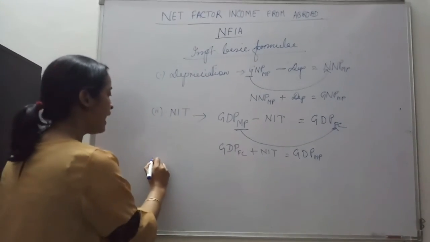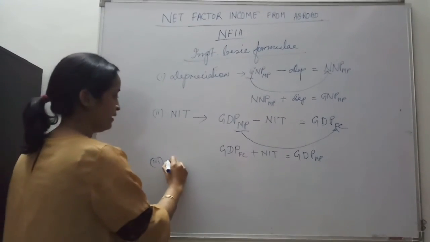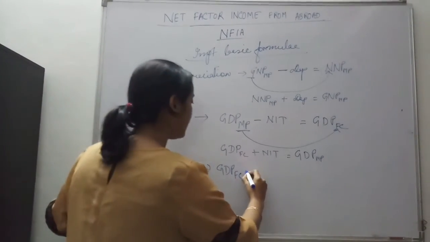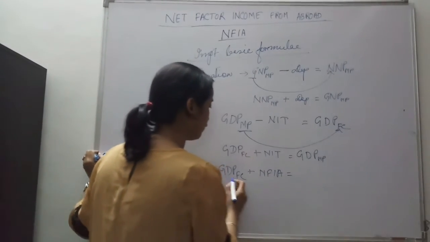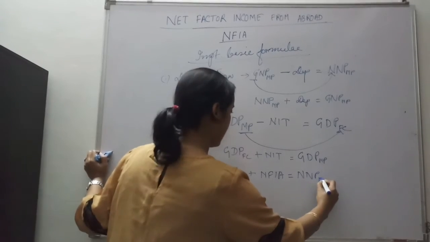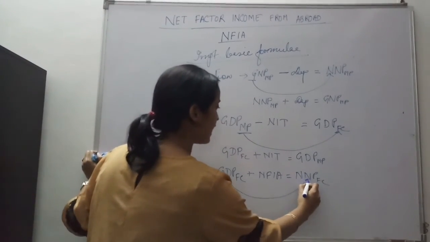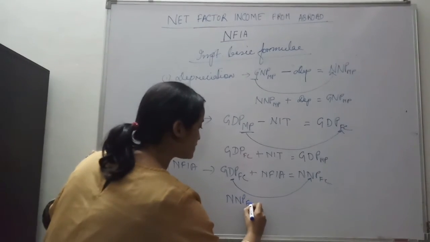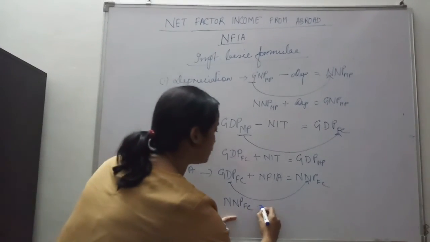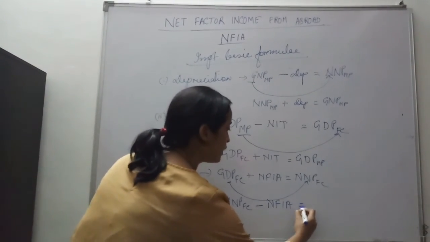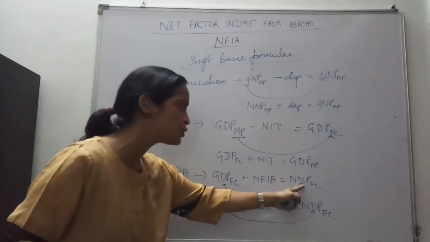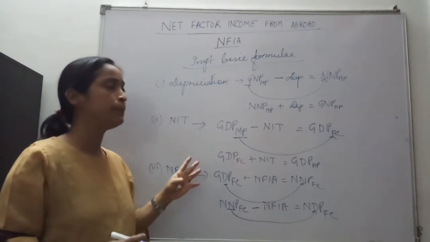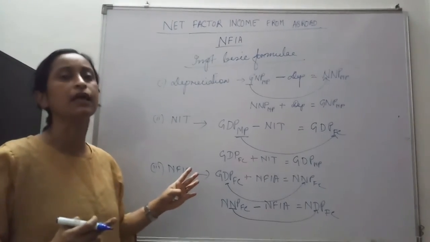Another very important thing, and lastly, what we discussed today is NFIA. Suppose we have GDP at FC. If you add NFIA, what will we get? We will get NNP FC. Here the domestic concept becomes a national concept. Similarly, NNP FC is our national income. From our national income, when we subtract NFIA, we get domestic income. So these are some basic formulae, which will be used often when we take up national income accounting.